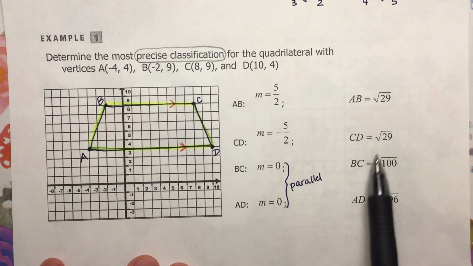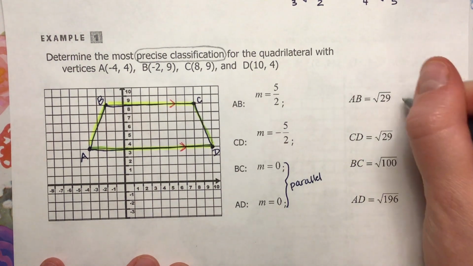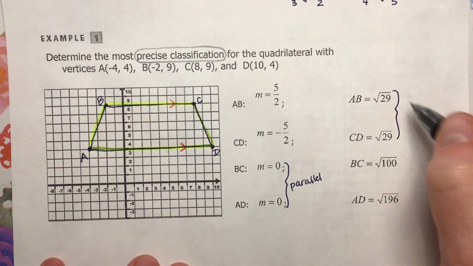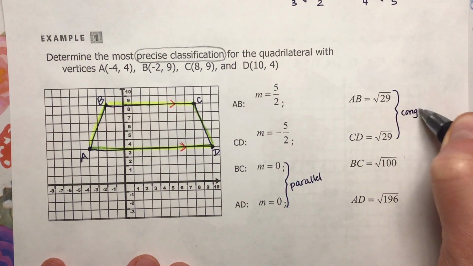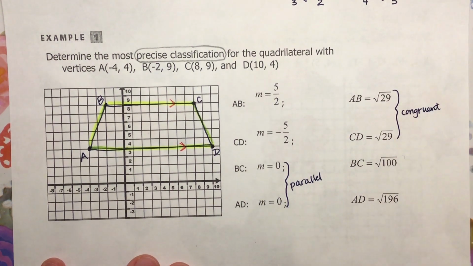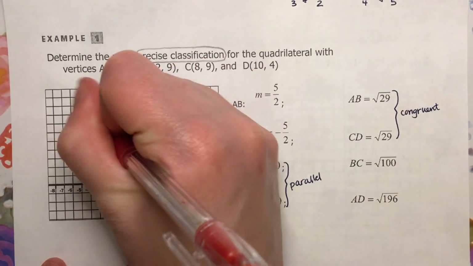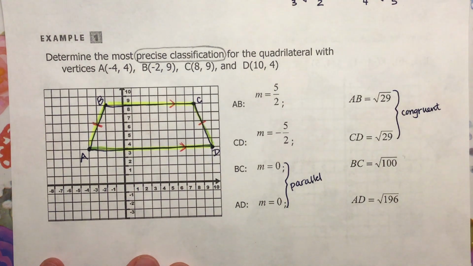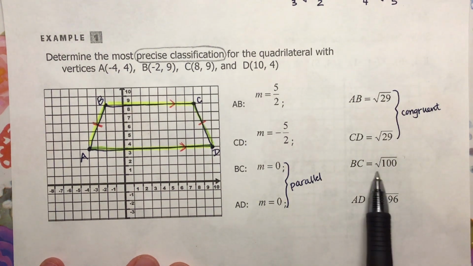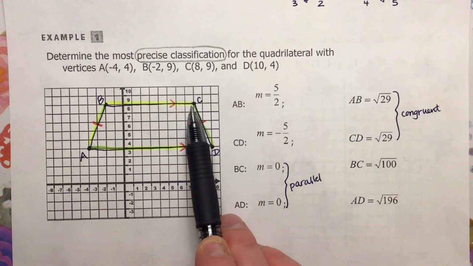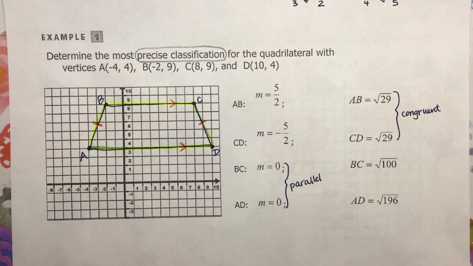Square root 29 is the same as square root 29. So I now know that these two sides are congruent. So I'm going to mark that in my image as well. This guy is congruent to this guy. And now BC is equal to the square root of 100. AD is equal to the square root of 196.